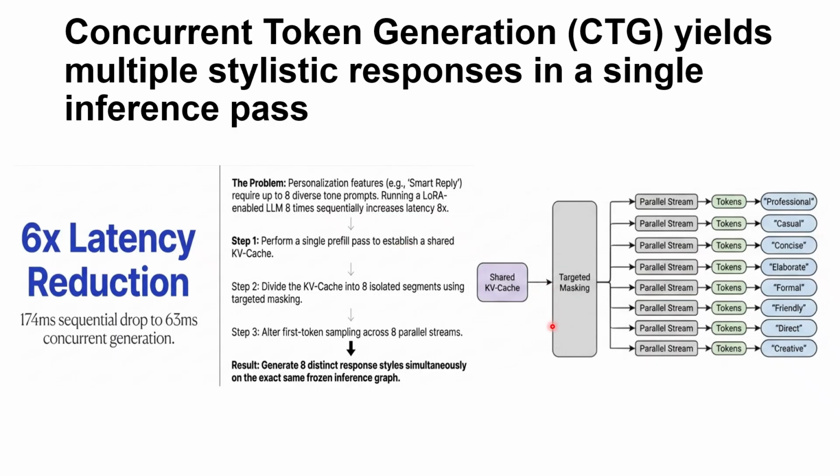Our CTG algorithm uses a masked decoding scheme and shared KV cache to generate up to 8 stylistic variants simultaneously in one forward pass. This results in a massive 6x reduction in latency, dropping from 174 ms sequentially to just 63 ms concurrently.